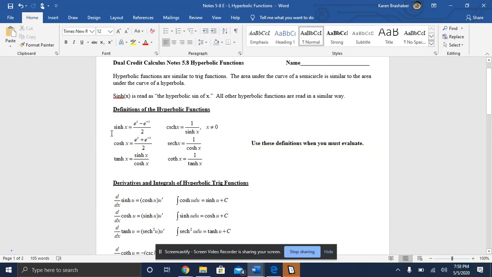All right, for our last lesson of the year, we're going to be looking at the last extra topic that Vincennes requires, which is hyperbolic functions. And these are trig functions that are based on a hyperbola as opposed to a circle.